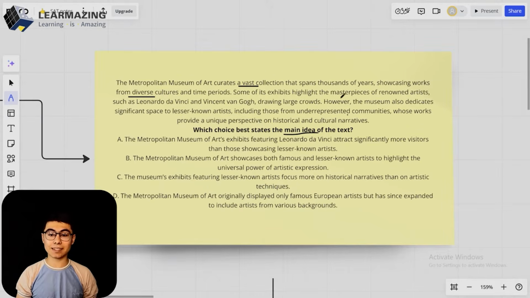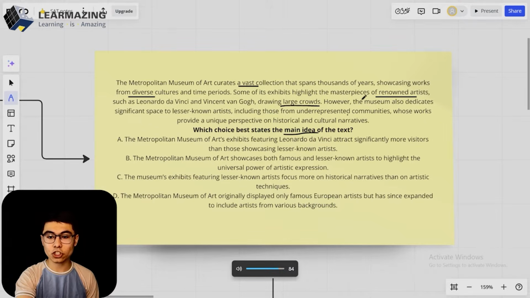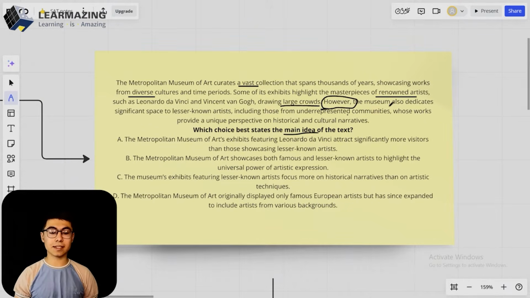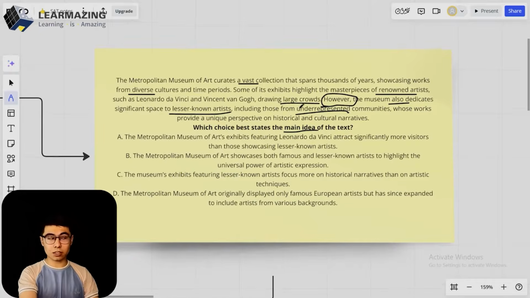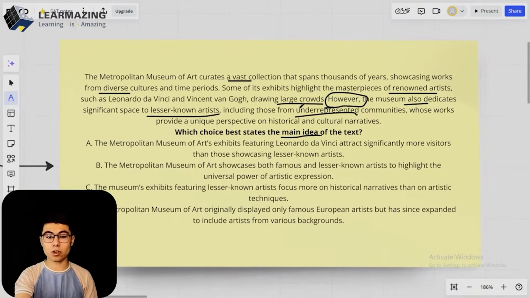Some of its exhibits highlight the masterpieces of renowned artists such as Leonardo da Vinci, drawing large crowds. So it's saying those exhibits highlight those very famous artists. However, so here we have a change in our text. The museum also dedicates significant space to lesser known artists. So they're contrasting, saying that they not only show those very famous artists, but they also show less famous artists, including those from underrepresented communities whose works provide a unique perspective on historical and cultural narratives. So our prediction is that they exhibit not only famous ones, but also those who are lesser known.